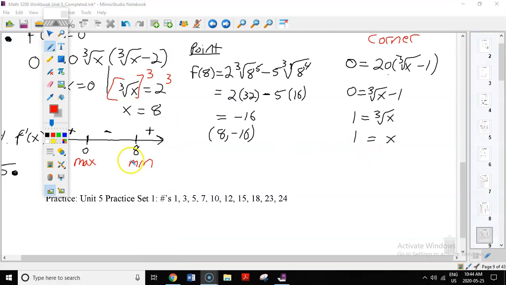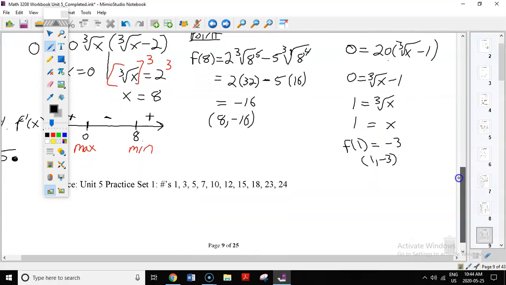So now we need to calculate what f of 1 is. F of 1, if you look at your equation and you plug it in, you're going to get negative 3. And that's fine. That's all I need to see. I don't need to see the full calculation, even though I did it over here for f of 8. So we've got a point at 1 and negative 3 we can put on the graph, and that's where concavity changes.